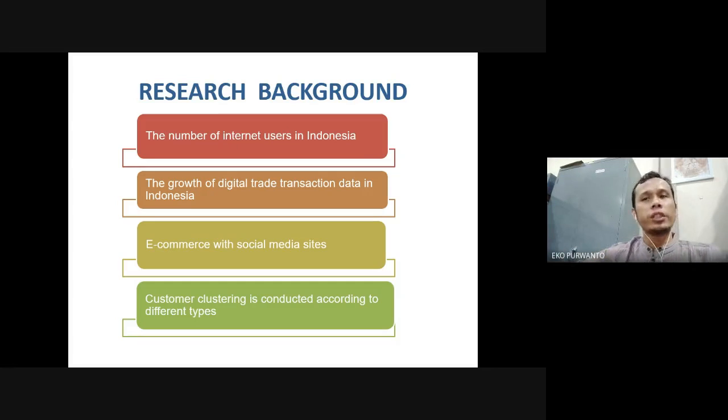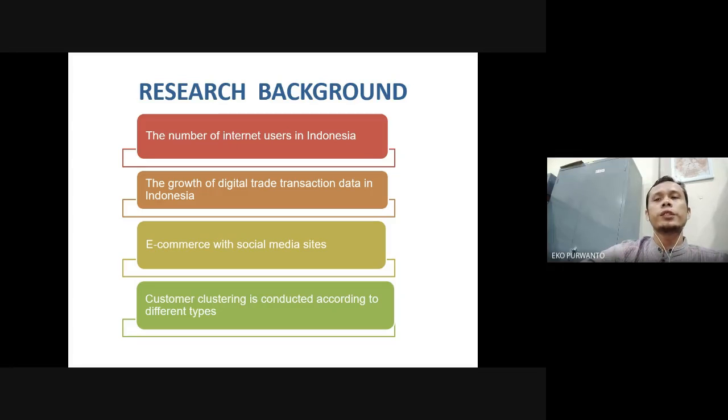The digital trade transaction data in Indonesia is growing rapidly. Based on market data, the e-commerce transactions in Indonesia reached 25.1 rupiah trillion in 2014, and in 2016 it was 69.8 rupiah trillion, with an exchange rate of 13,200 rupiah per US dollar. In 2018, digital trade in Indonesia was projected to reach 145.1 rupiah trillion.